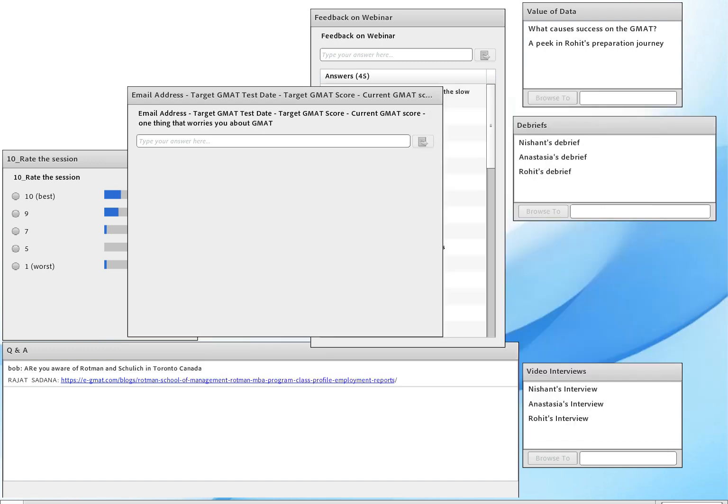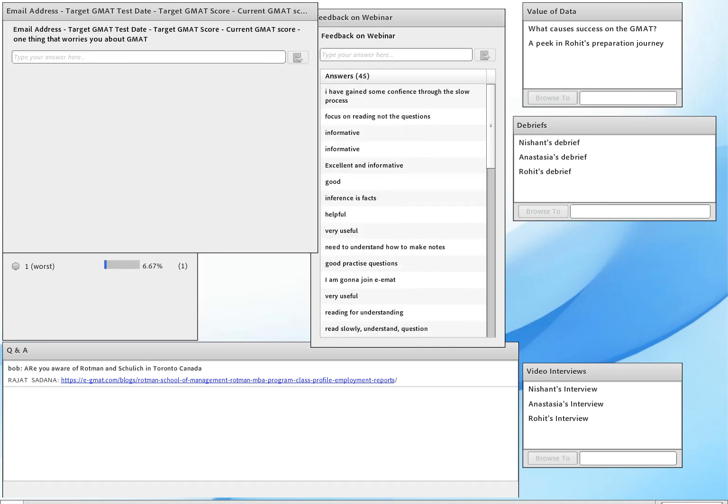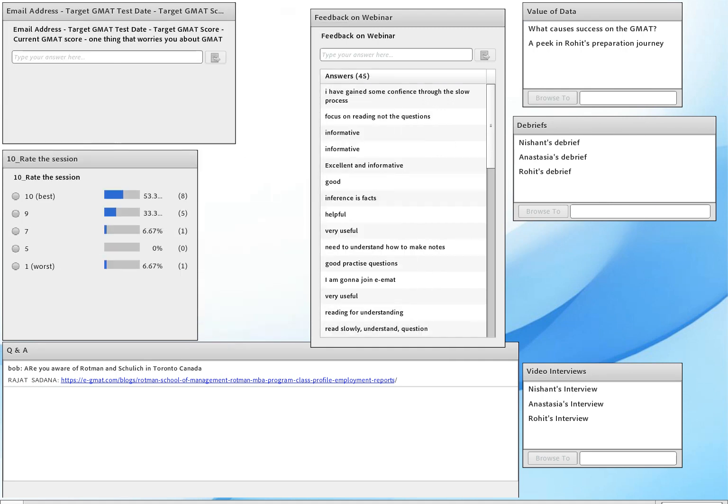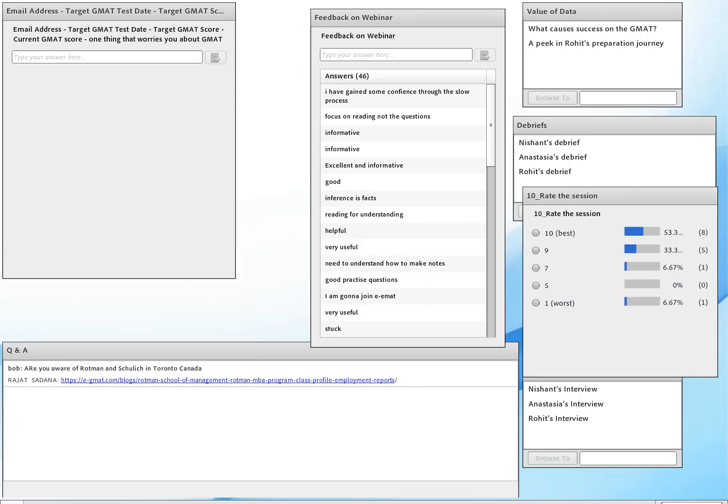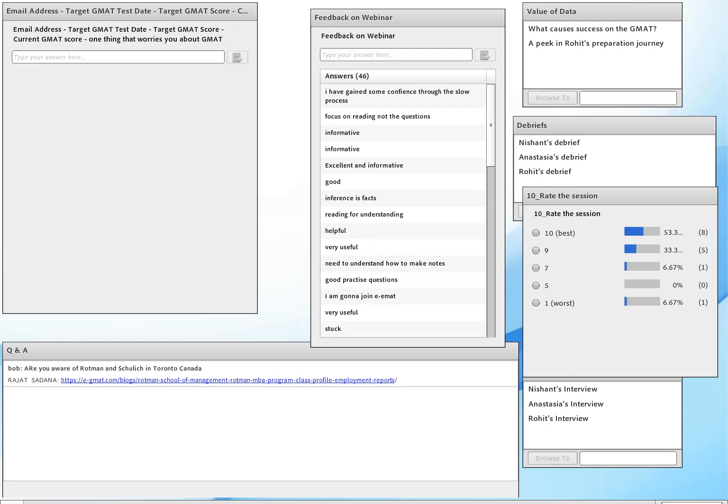Do one thing. For people who feel that they are stuck with their score and don't know how to improve, I want you to write down your email address. I'm not going to broadcast these results; these email addresses stay with me. Tell me your target GMAT test date, your target GMAT score, your current score, and one thing that worries you about the GMAT, all in the same response. Split it with a dash, and then we'll see how we can help you. One of my GMAT strategy consultants will get back to you. Also tell me the current preparation material that you're using right now.